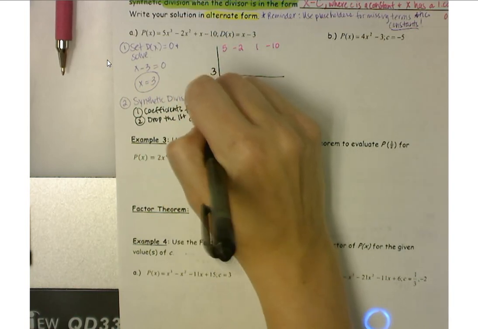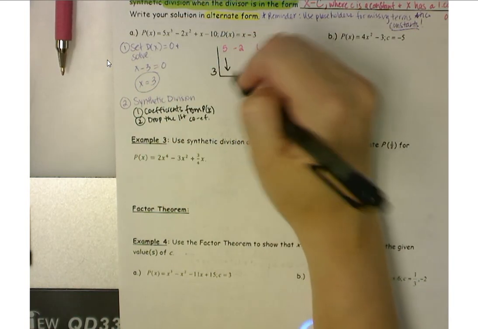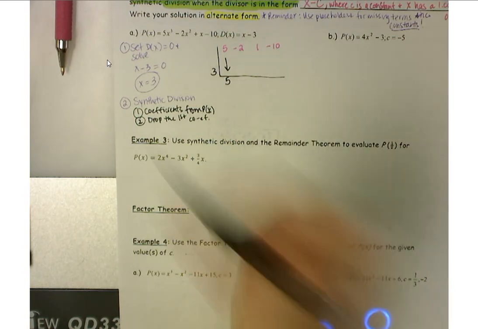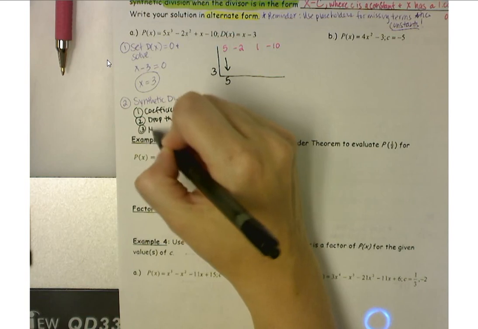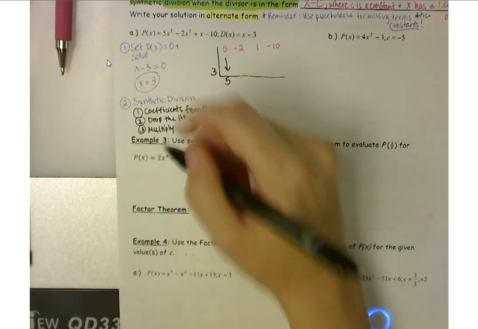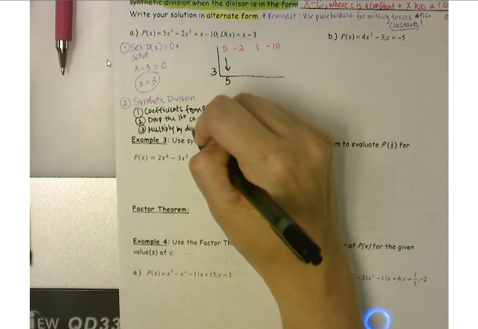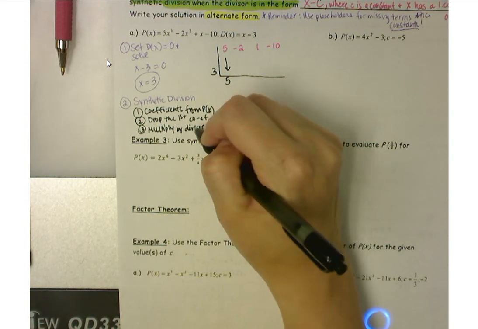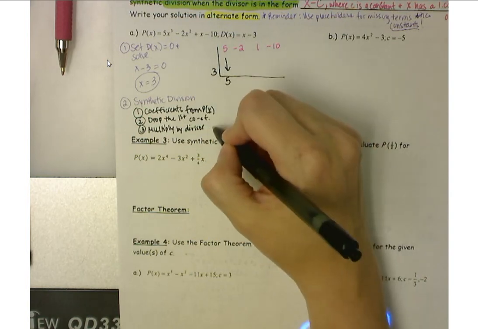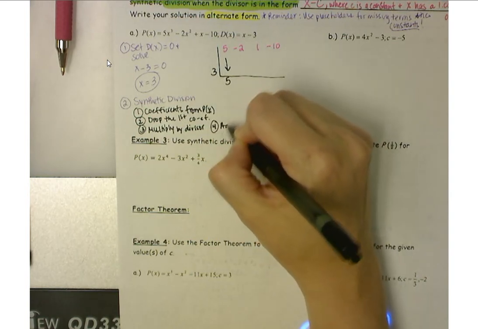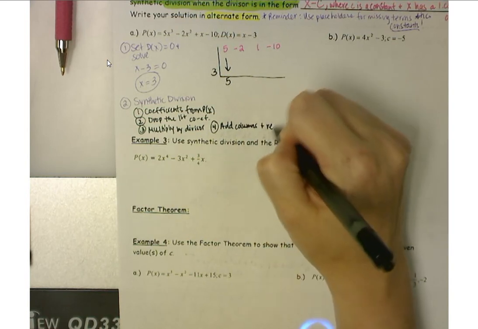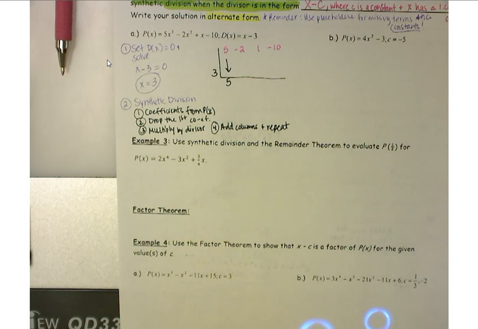I'm just going to call it coef. Okay, and then I'm just going to write down what we're going to do, which is multiply by divisor. Step 4, you're going to add the columns. And then you're just going to repeat that process.